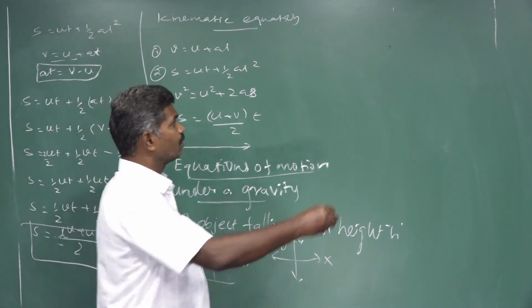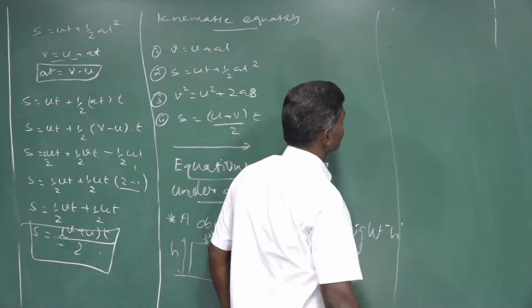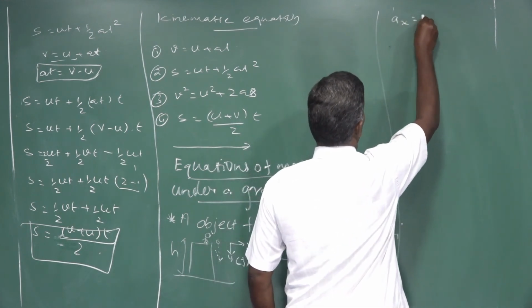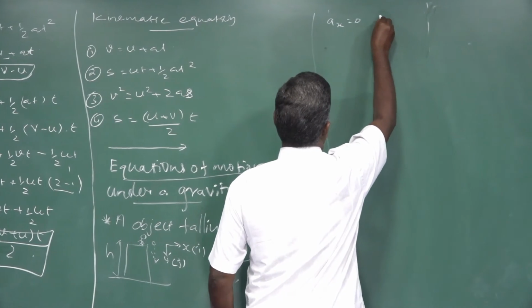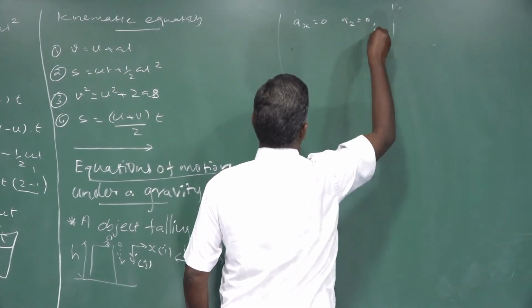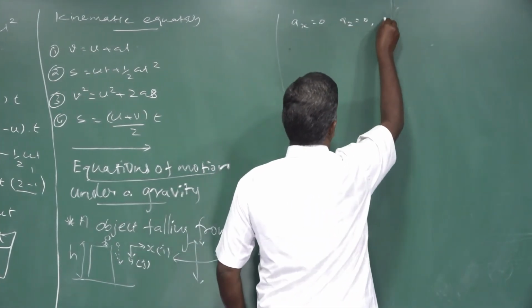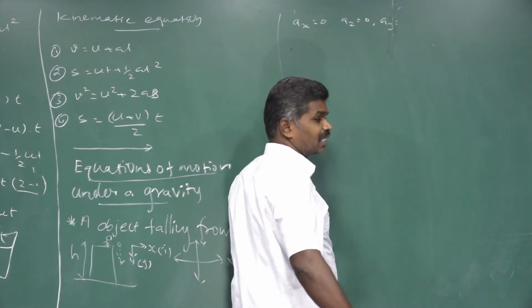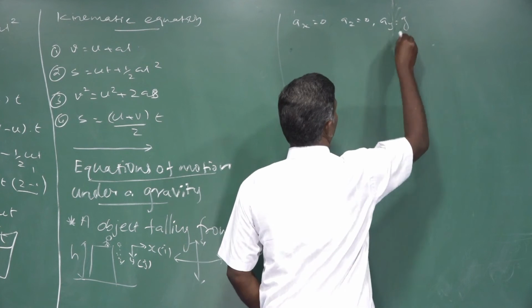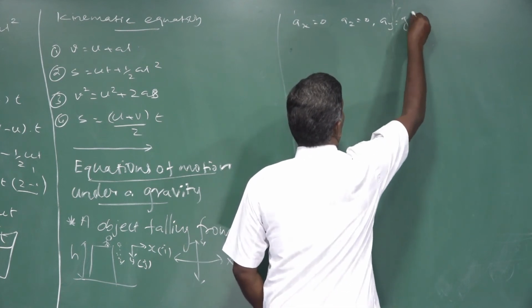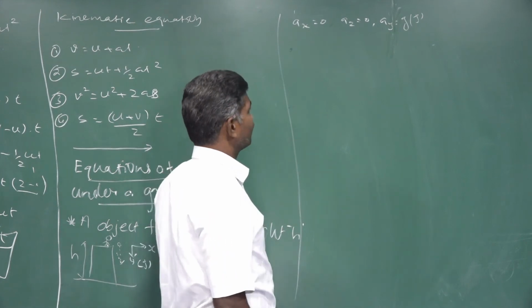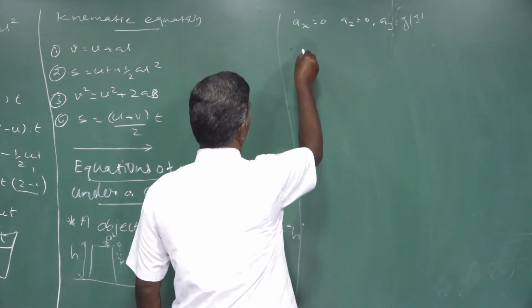So we can take the acceleration along the x direction as 0, and the acceleration along the z direction as 0. We have the acceleration in the y direction. Because of gravity, we take it as g and notate it as g j cap. Then in our equations, we have the 4 equations.